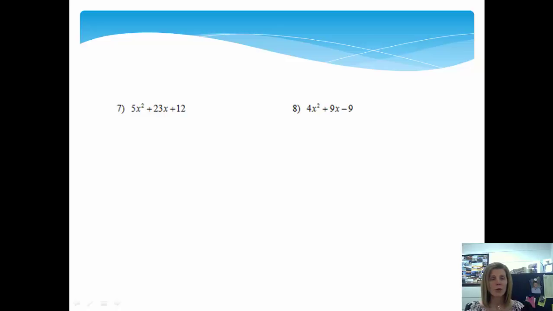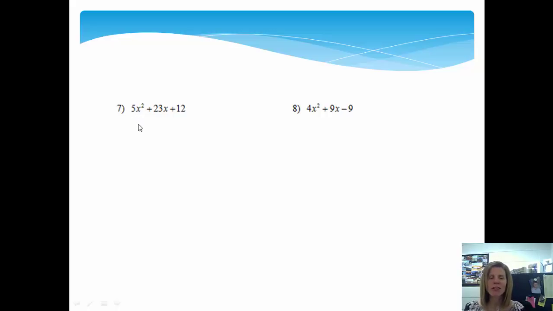Alrighty, factoring quadratic trinomials, part 2. Our learning target is still to factor a quadratic trinomial. We just have some more examples. You'll notice these ones are just a little bit different because there's a number in front of the x squared, but we're going to work it the same way.